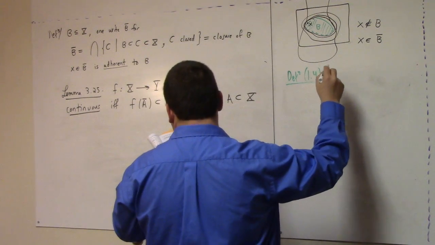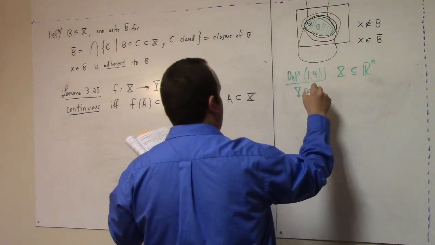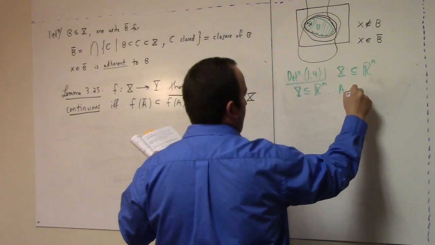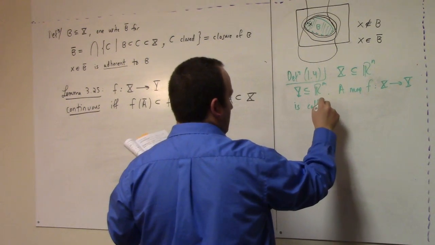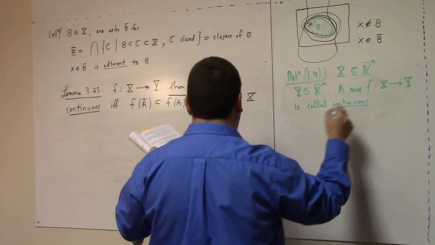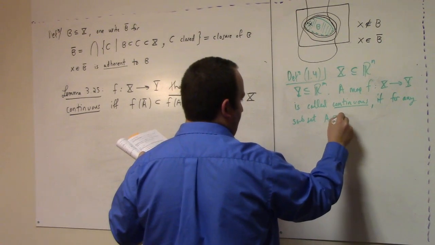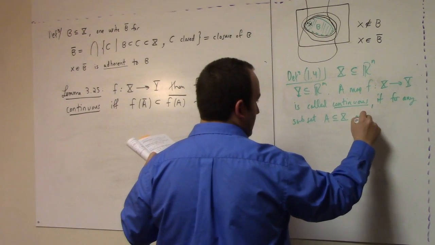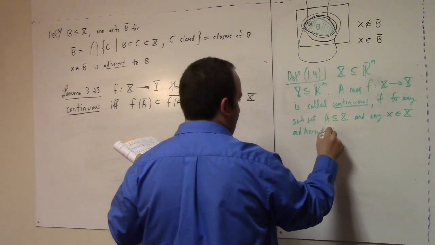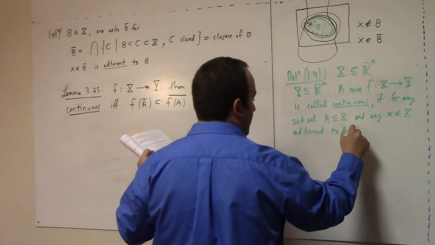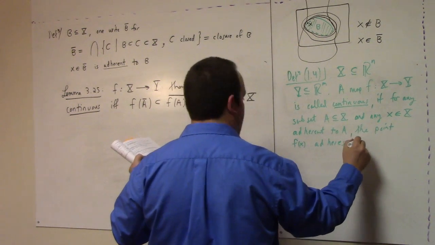So here was definition 1.4. He said for X a subset of R^n, and for Y a subset of R^m, a map f from X to Y is called continuous if for any subset A of X and any x in X adherent to A, the point f(x) adheres to f(A).